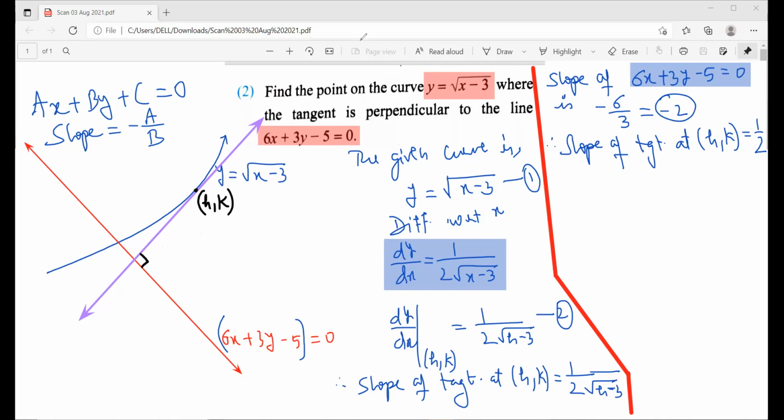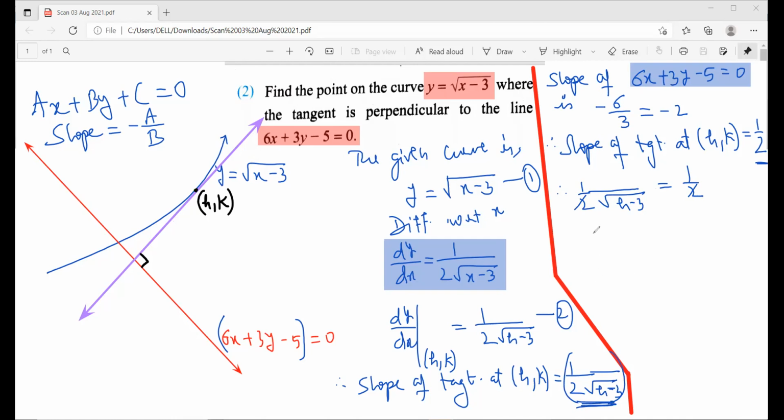1 by 2. Now see, students, you have already found the slope of that tangent, and it is this. So you can equate this slope with this slope. So you will write, therefore, 1 by 2 root of h minus 3 equals 1 by 2. This 2 and 2 cancel. So what will you get?